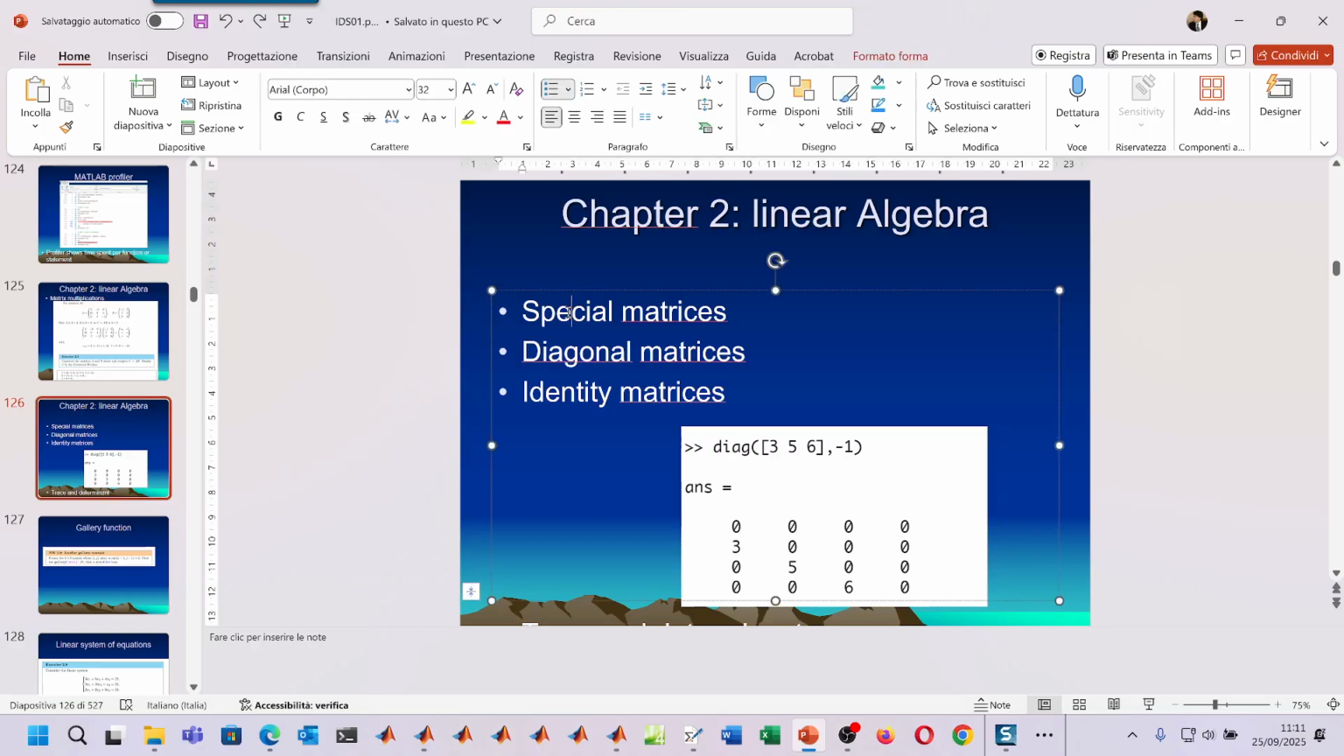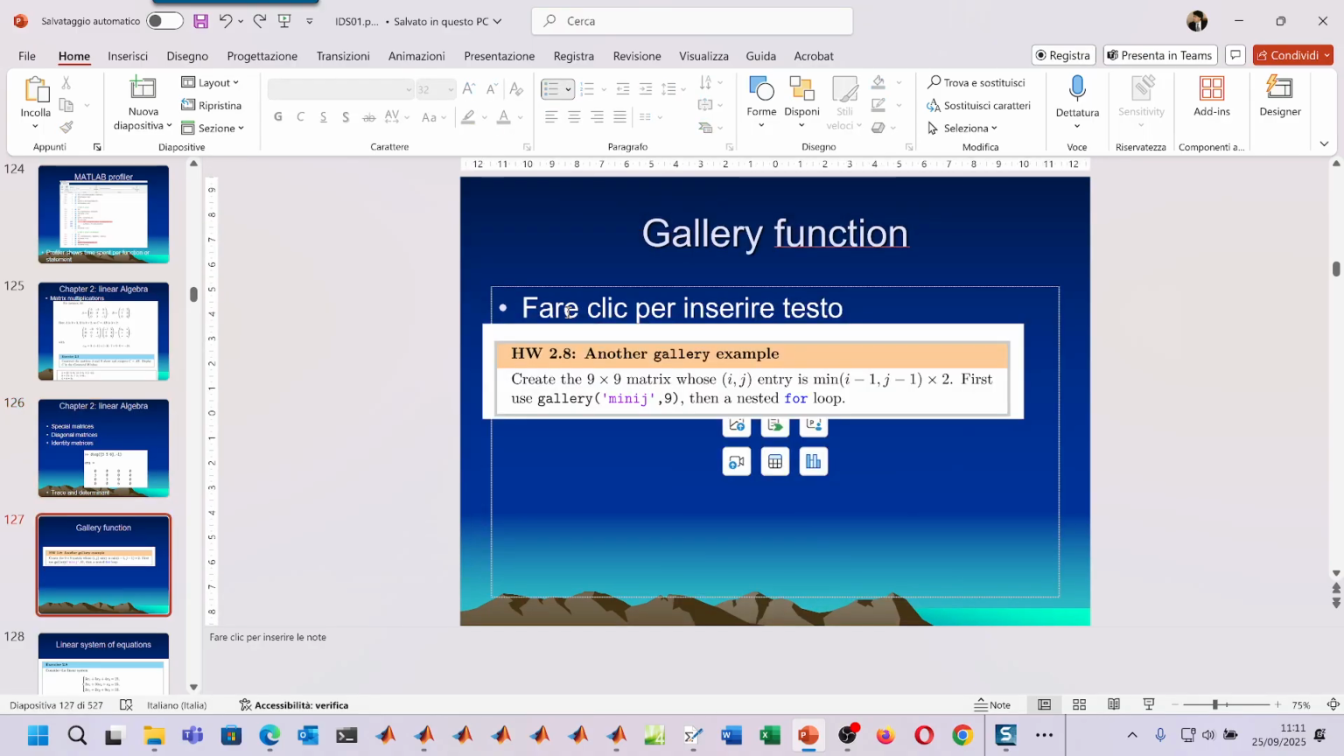So the identity matrix is a special case of diagonal matrix. Then in MATLAB there is a function which is called gallery.